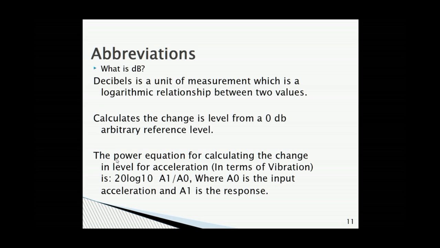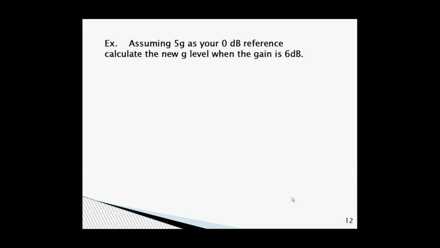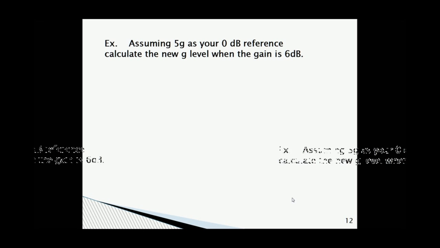The power equation for calculating the change in level for acceleration in terms of vibration is 20 times log base 10 a1 over a0, where a0 is the input acceleration and a1 is the response of the input. Now let's go ahead and perform an example. Assuming 5G as your 0 dB reference, calculate the new G level when the gain is 6 dB.